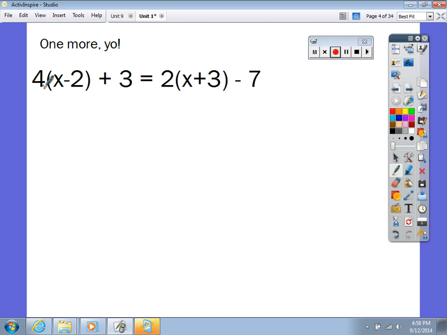Because technically, remember, this is not just x minus 2. This is technically 4x minus 8. So if I did just move over a 2, then I have the whole problem wrong. Because you have to distribute this problem before you move it.